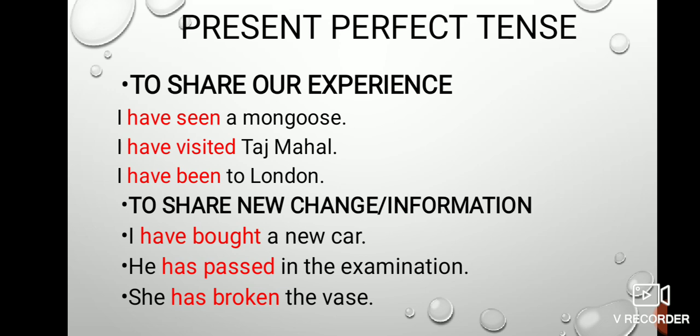See, these three sentences show some experience that they have shared to someone. Okay, so if you have watched a movie, if you have gone somewhere, you can use present perfect tense to share that. Okay, children. And the second usage is if you want to share any new change or information to someone. Okay, new change in the sense, see the first example.